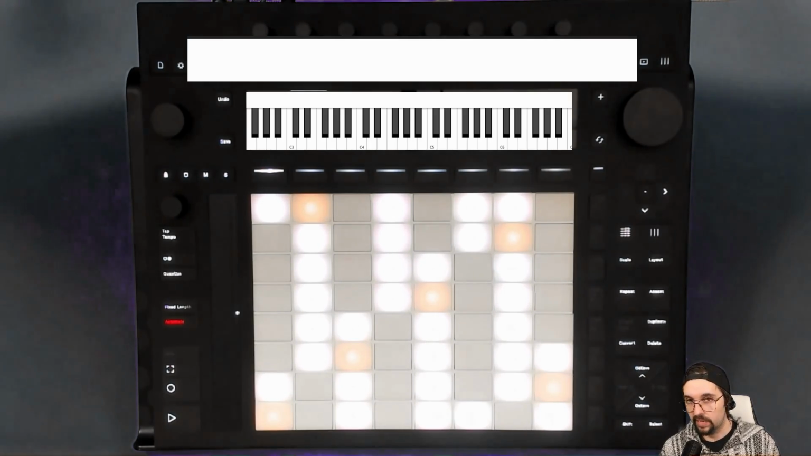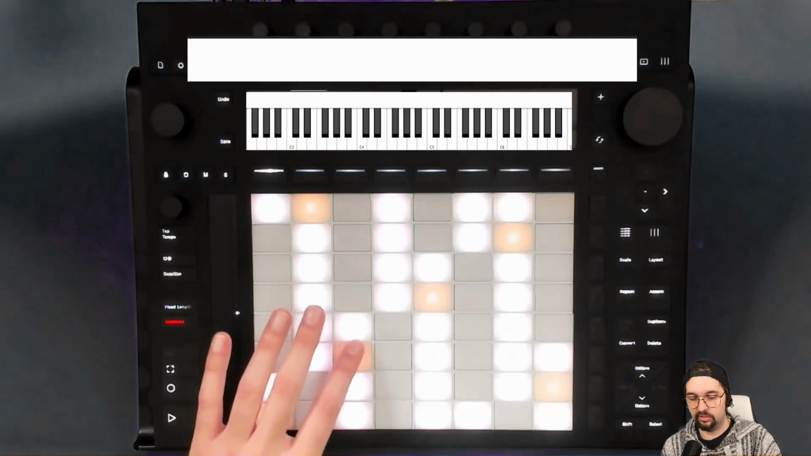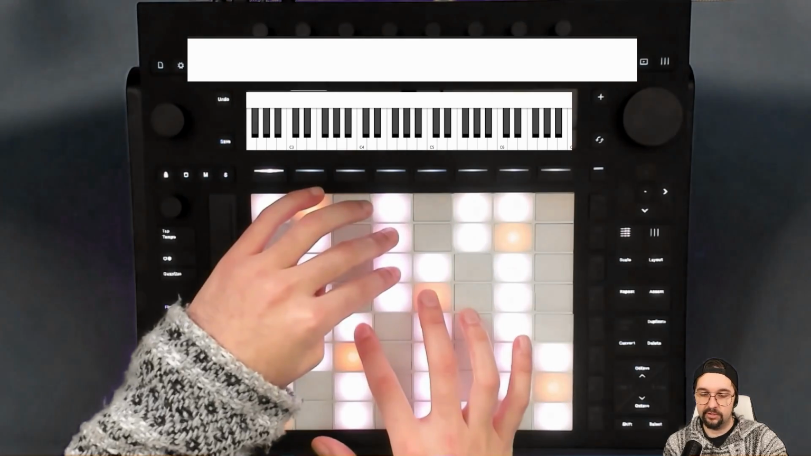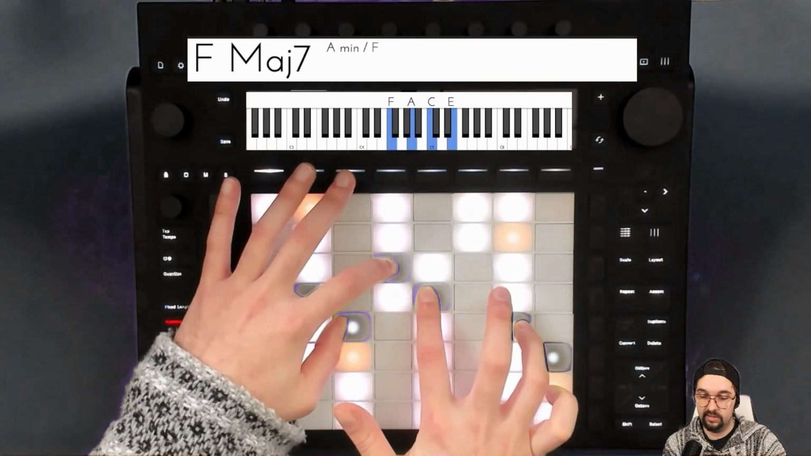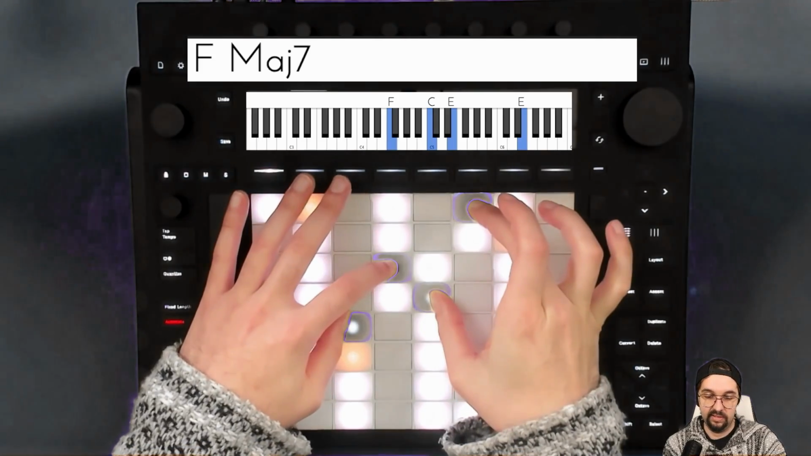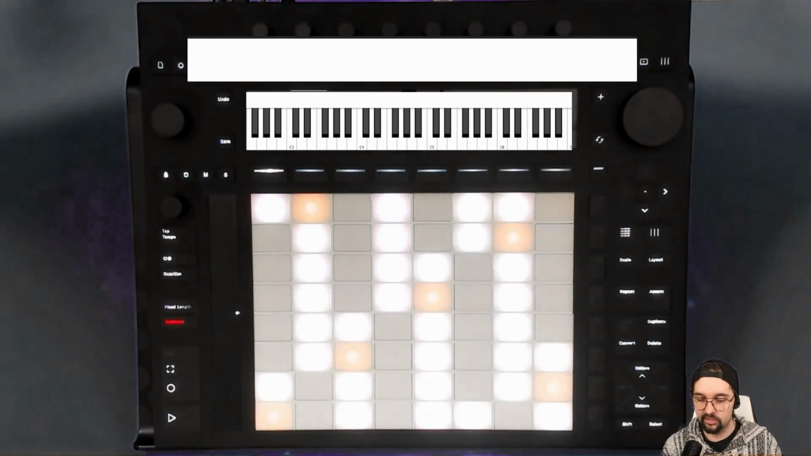There's a lot of different ways that you can play the same chord on Push, which is one of its advantages. But for example, let's go ahead and play an F major 7 chord. Okay, so I know that I have an F right here. I could play F major 7 like this. I could play it like this, I could even play it like this if I wanted to. There's a lot of different ways that we can play the same thing.